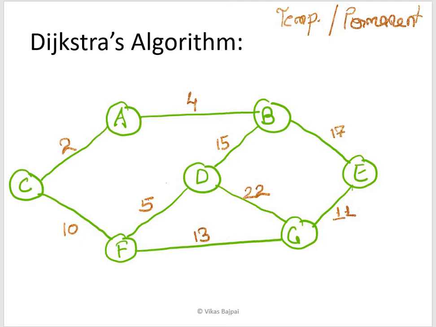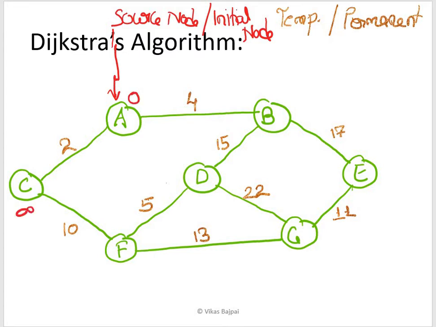So let's assume that in this particular graph I have A as the source node. So the first step is that this A is a source node. In some of the literature you will also find it as the initial node. So if this is the source or the initial node, what we do is we assign 0 cost to this and infinity to the rest, and this keeps on getting updated. Now this is about initialization.